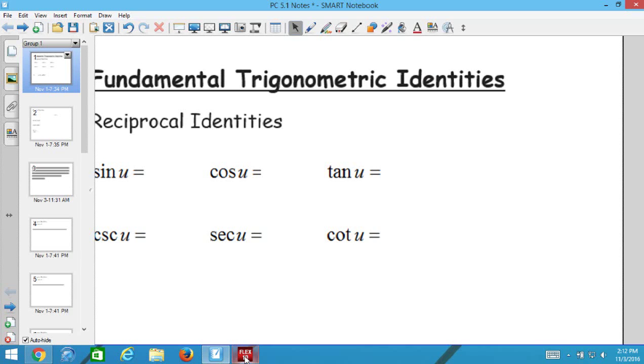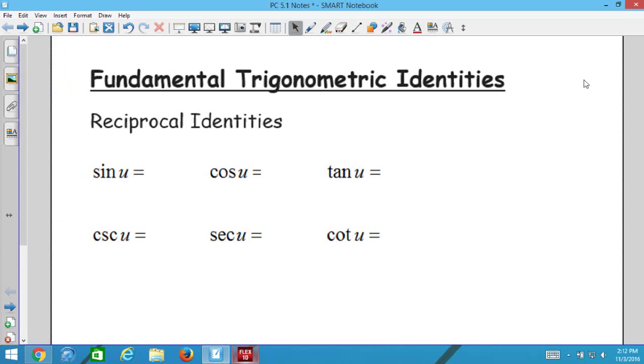Okay. So you guys have in front of you the fundamental trigonometric identities. This is called reciprocal identities. Identity means that they're going to be exactly the same. They're going to be equal to each other.